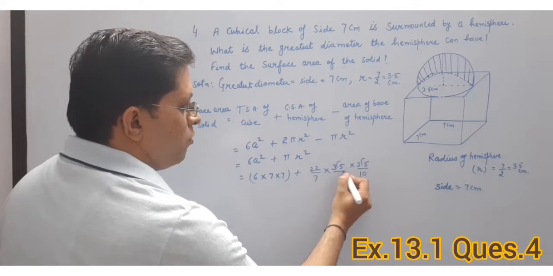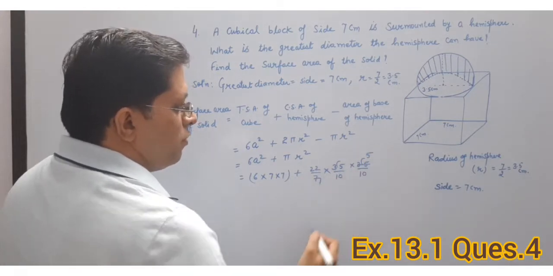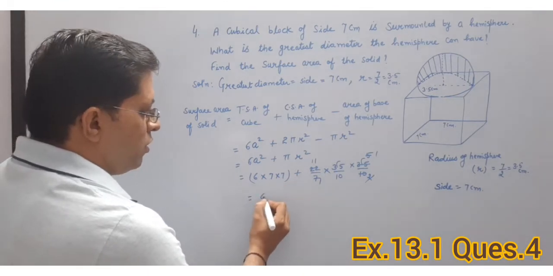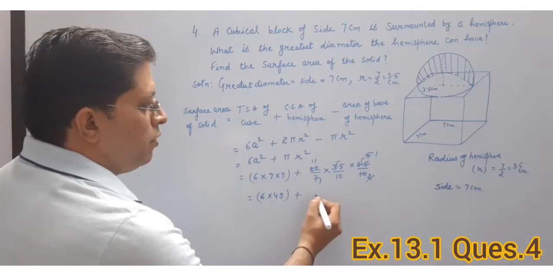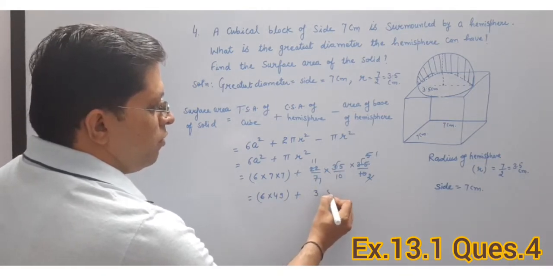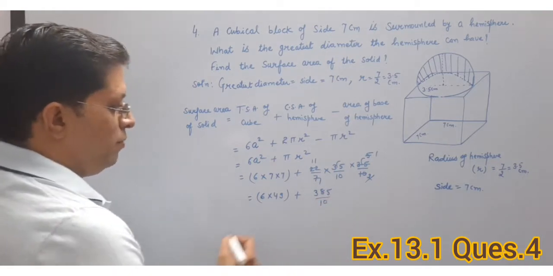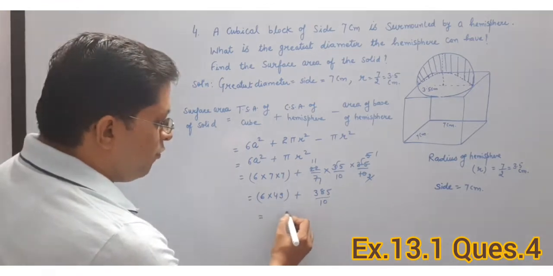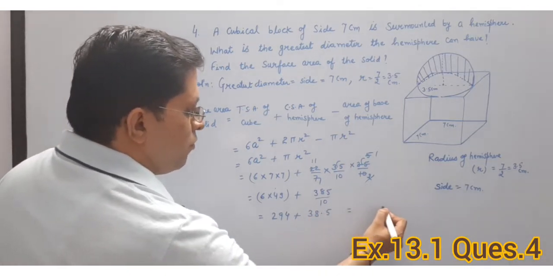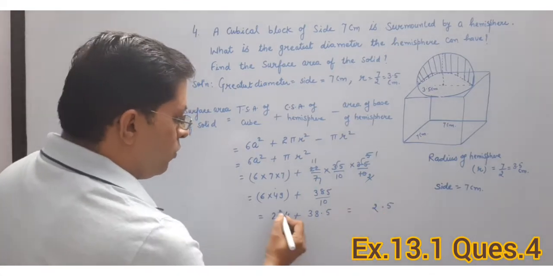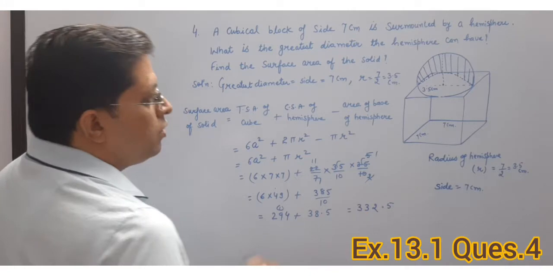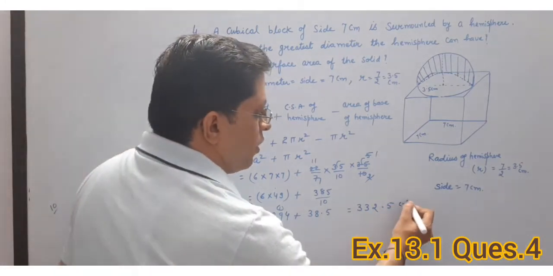Remove this 10. 7 under 7, 7 5s are 35. 5 under 5, 5 2s are 10. Here is 11. This is 49 into 6. And here 11 into 35. 35 into 11 is what? See, that is 3 and 5, and 3 plus 5 is 8 upon 10. Then 9, 6 are 54, 5 is here, 24 and 5, 29. This is 38.5. Then adding up, the answer is 332.5 centimeter square.